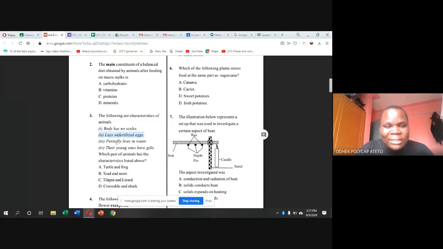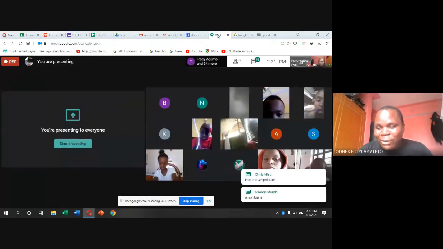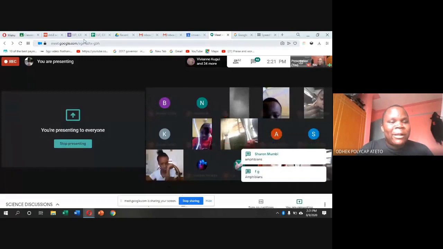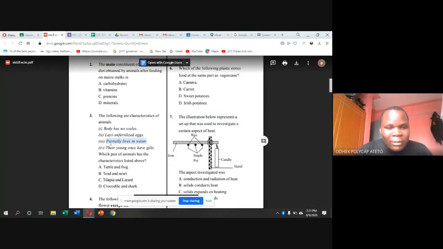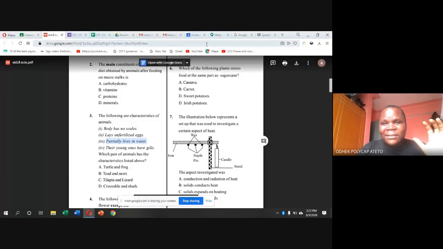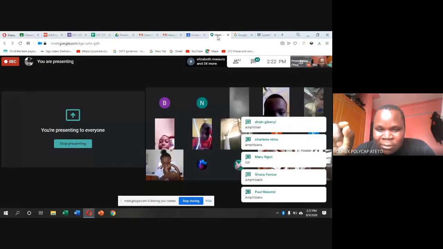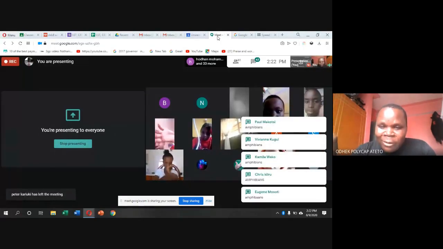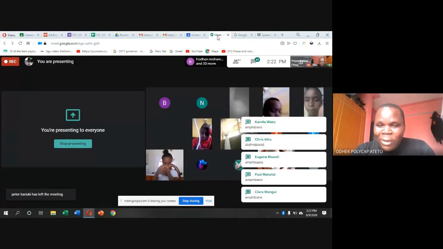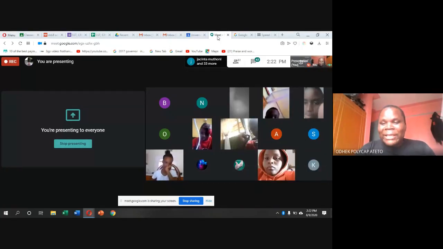Partially live in water. Which animals partially live in water? Amphibians, very good. Now fish is not there. The young ones have gills. Automatically that is amphibian. So you have now realized that before you are asked a question, you have already concluded that these characteristics are for amphibians. Therefore, I go and write front. Front means those are the examples of amphibians.